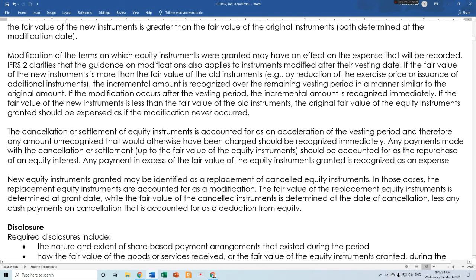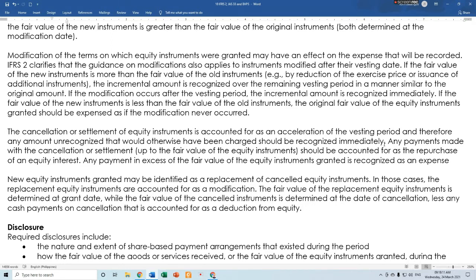Okay. Paano pag may cancellation? The cancellation or settlement of equity instruments is accounted for as an acceleration of the vesting period and therefore, any amount unrecognized that would otherwise have been charged should be recognized immediately. Okay? Meaning, supposedly, 3 years yung vesting period. Ang ginawa mo, kinancel mo or sinettle mo agad. So, ang mangyari, yung dapat sana na i-recognize mo pa in the next vesting periods, i-recognize mo na agad ngayon.